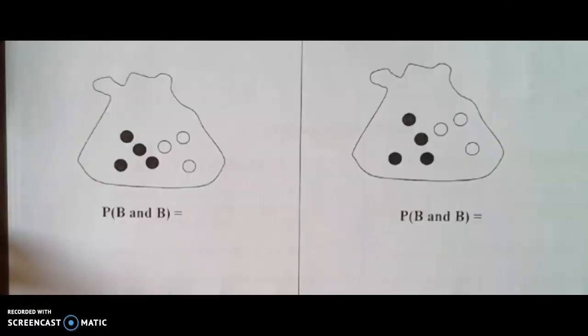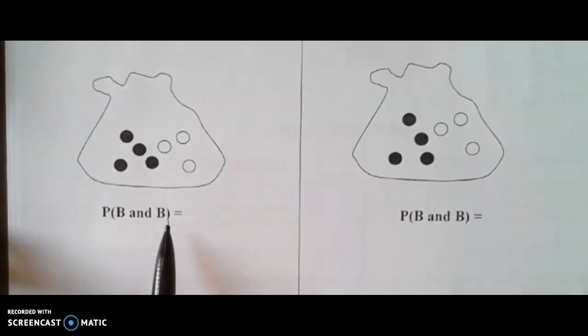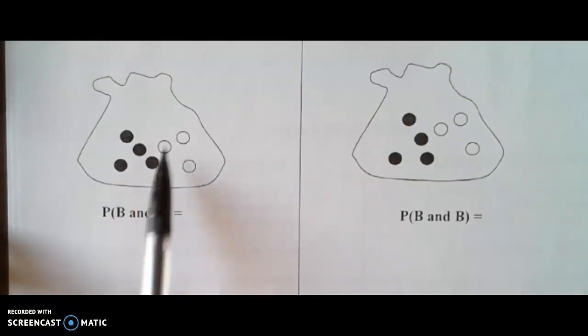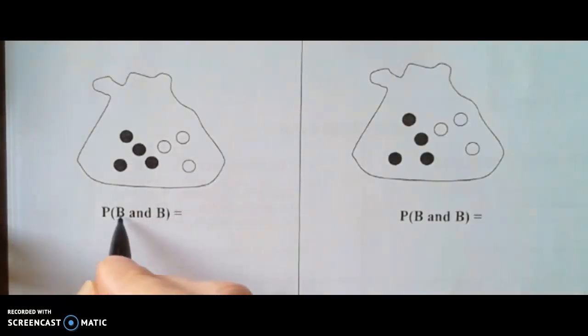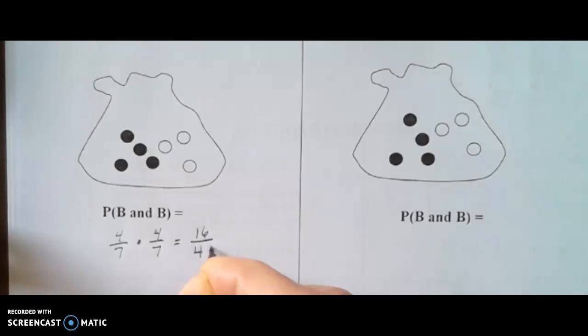With the next set, again, these bags of marbles are exactly the same, and in each case I want to get a black marble and then another black marble. Okay, remember on the left this is independent with replacement, on the right is dependent without replacement. Let's start with the independent side. Count your marbles. 1, 2, 3, 4, 5, 6, 7 marbles this time. So to get a black marble, it's going to be 4 out of 7. Since I replaced that first marble, to get another black marble, it's also going to be 4 out of 7. And when we multiply these together, that's going to give us a probability of 16 out of 49.